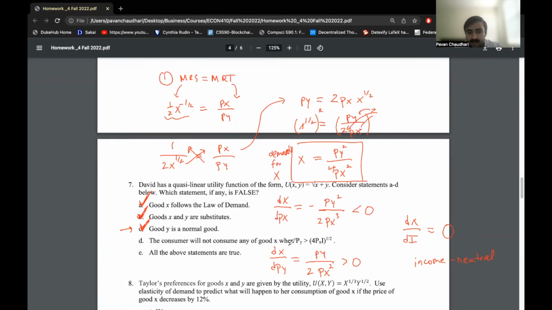And then for D, it's saying the consumer will not consume any of good x when py is greater than 4pxI to the 1/2. So we're trying to check here, when is it going to be a corner solution? When is x going to be less than or equal to 0? When are we not going to consume x? So let's check here. py squared we know is positive, 4 we know is positive, px squared we know is positive. So this is definitely going to be positive, and what that means is we're always going to consume x no matter what. So this is definitely false because there's no situation where we would not consume x.